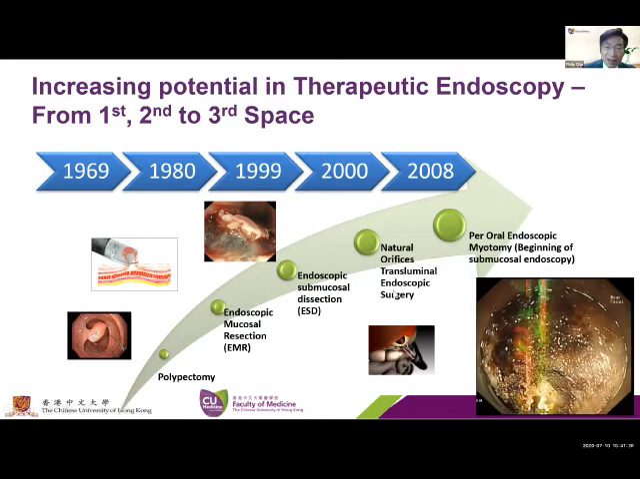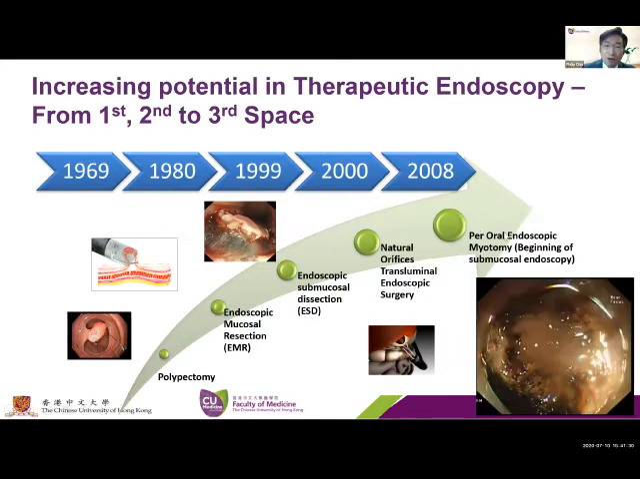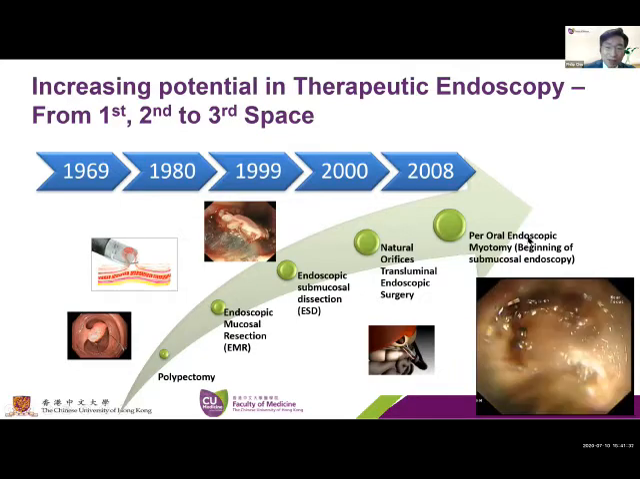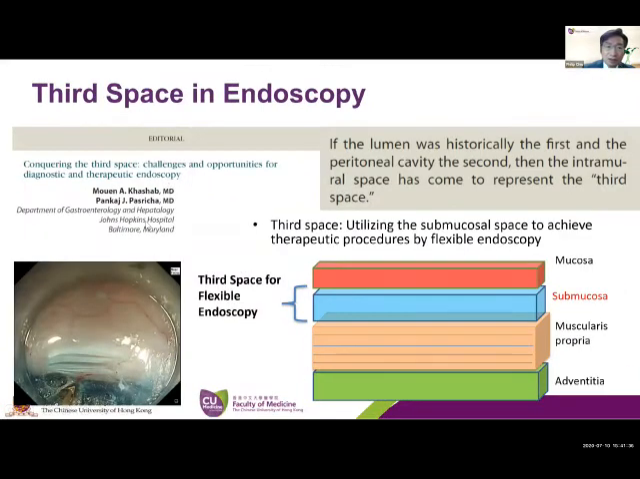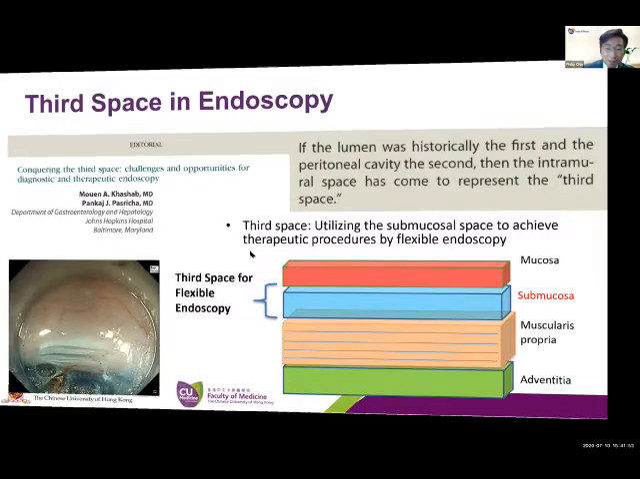Now we recognize the third space, which is the submucosa, with POEM as a beginning. And this was reported in GIE by Professor Kalloo that if the lumen is historically the first space and the peritoneal cavity is known to the endoscopist as the second, then the intramural space comes to represent the third space.